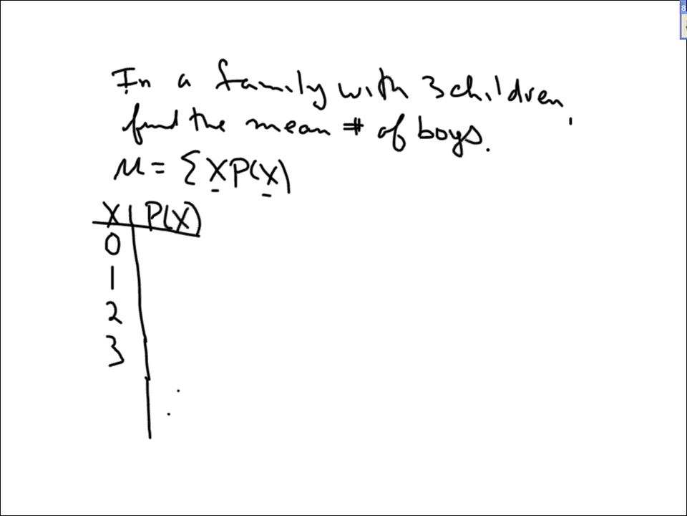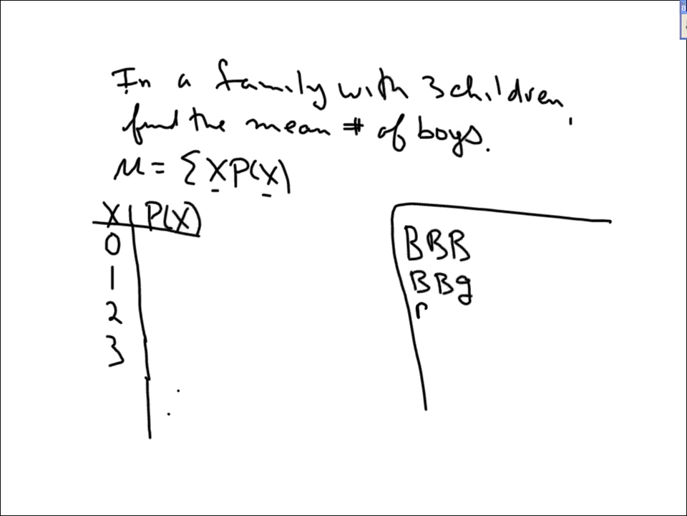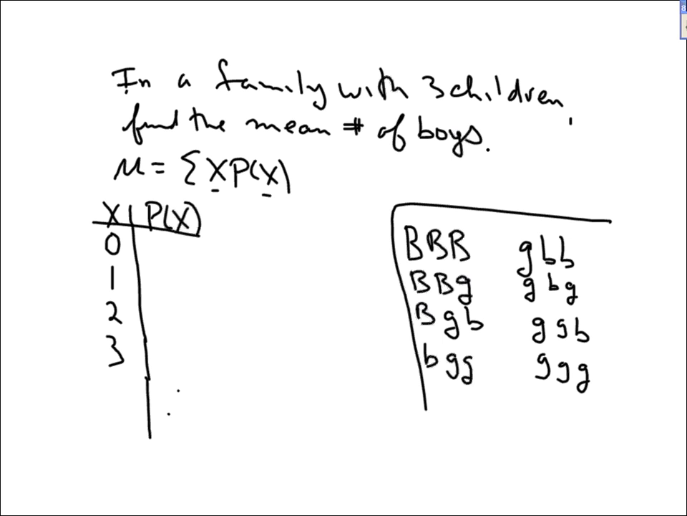Likewise, you can't have a negative number of boys. Well, let's look at what's called the sample space for 3 boys. You can have boy, boy, boy, or boy, boy, girl, or boy, girl, boy, or boy, girl, girl, or girl, boy, boy, girl, boy, girl, girl, girl, boy, or all three girls. There are eight outcomes no matter what. I just listed all of them.